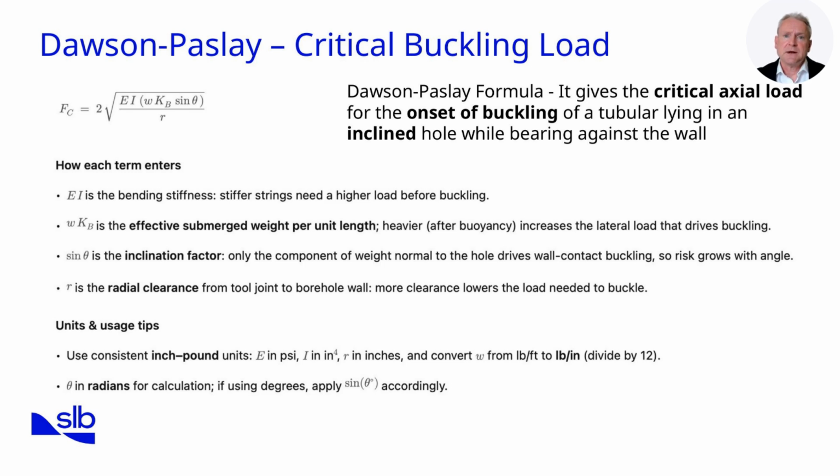What this means in practice is straightforward. As inclination increases, the critical buckling load increases, making buckling less likely. Similarly, larger borehole clearance lowers the threshold, while stiffer, thicker-walled pipe raises it.